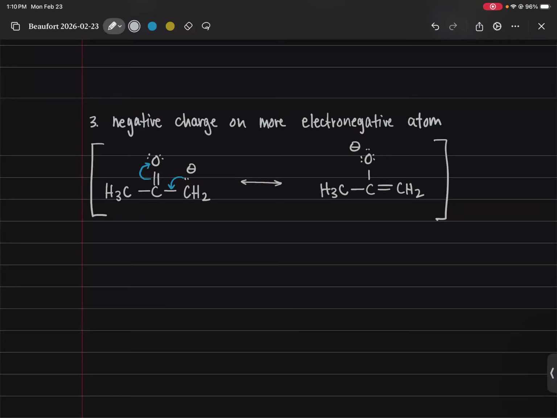And so the difference here, there's no difference in octets. All of the atoms in both versions have an octet. That's the first rule. The second rule is the number of formal charges. Well, we just have one negative charge in both cases. And now we want the negative charge to be on the more electronegative atom, which in this case is oxygen. And so that means this will be our major structure, and that will be the minor structure contributor.